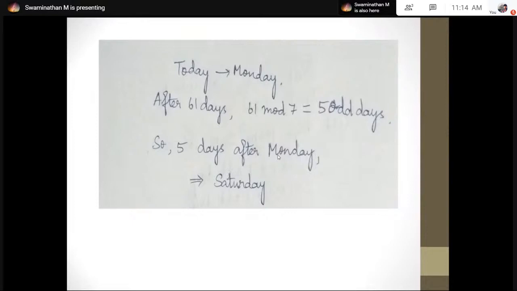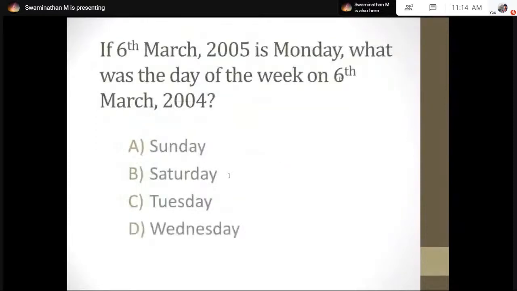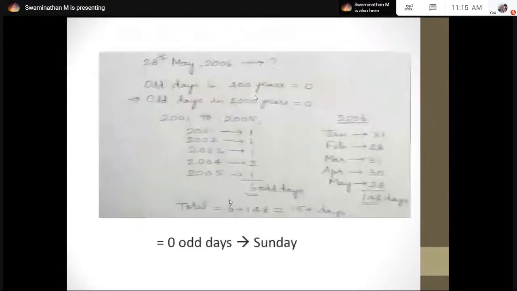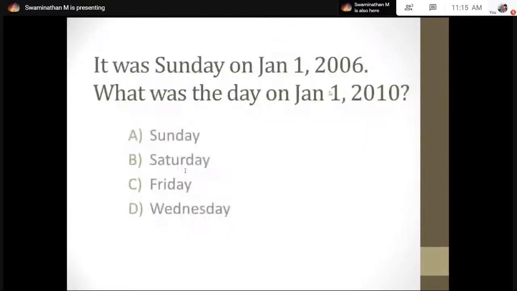Okay, type 4. If 6th March 2005 is Monday, what was the day of the week on 6th March 2004? Please do notice that this kind of problem is different. Here also, a date is given, a day is given. You are supposed to find the day on some other date.